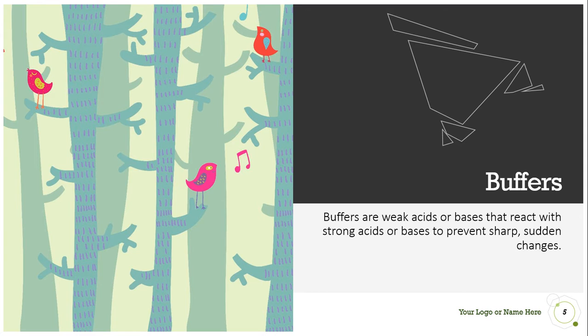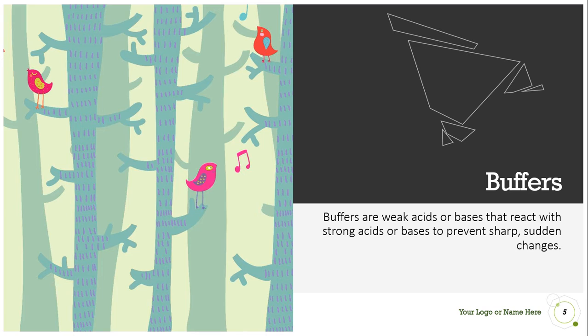So we go to the buffers. Buffers are weak acids or bases that react with strong acids or bases to prevent sharp, sudden changes. What does that mean? Inside of bodies, for example, or inside a cell, anything living, there are chemical reactions, and they usually happen suddenly, especially if they are connected to strong acids or bases. If you want to turn a strong acid to a base suddenly, it won't work.